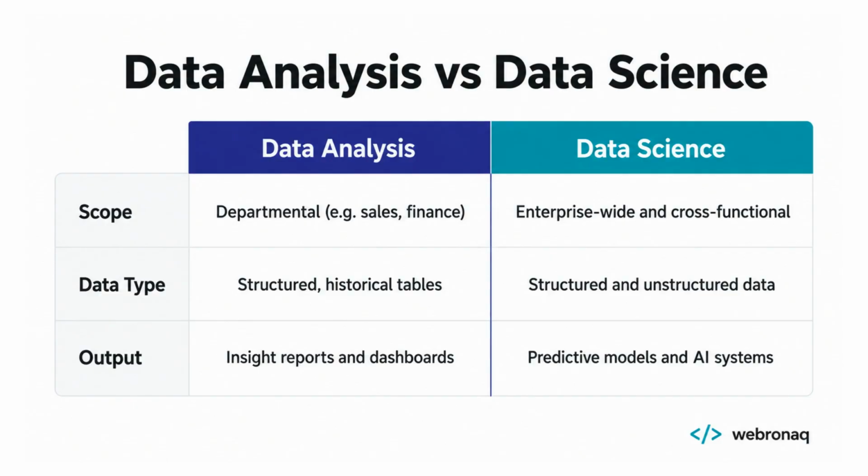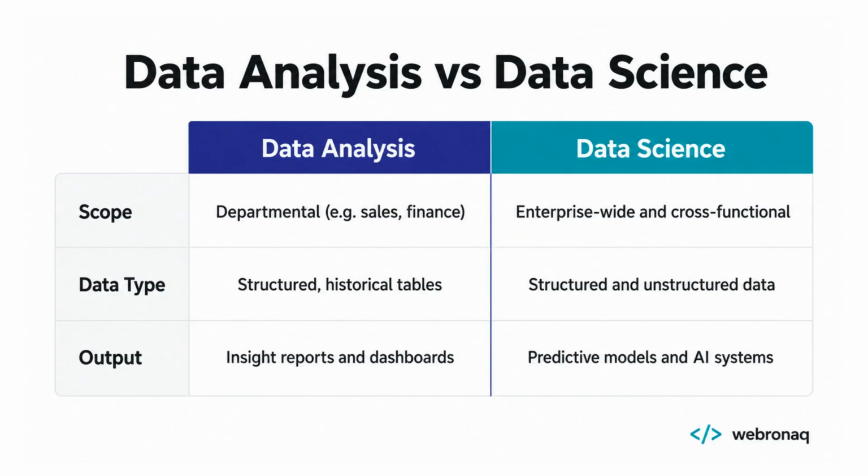On data type, data analysis works with clean, structured tables, rows and columns you can open in Excel. Data science also ingests unstructured data, like customer reviews, social media text, or images, because machine learning can extract patterns from that raw material too. On output, data analysis produces insight reports and dashboards that humans read and act on. Data science produces predictive models and AI systems that act on their own. Neither is better than the other. They are designed for different jobs.